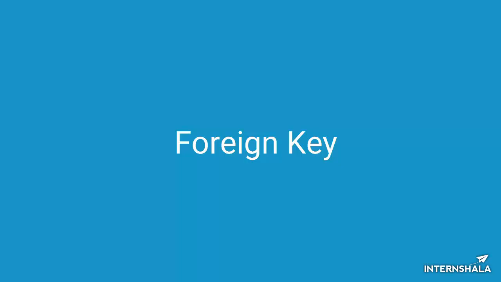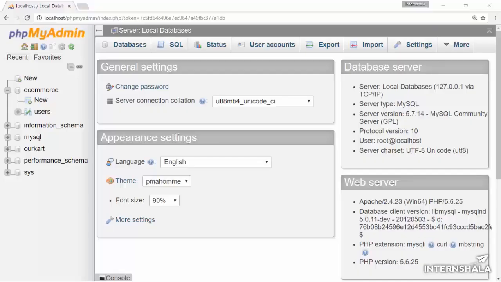In this lesson, we will learn to create mapping between two tables using foreign key. We will do this exercise on the e-commerce database that we created earlier. The e-commerce database has only the users table now. We will create two more tables in this database.